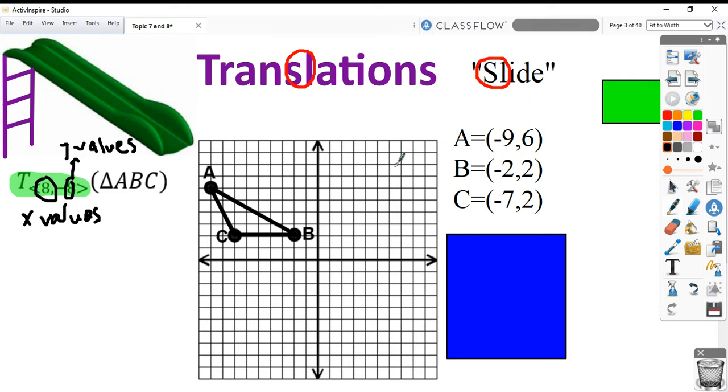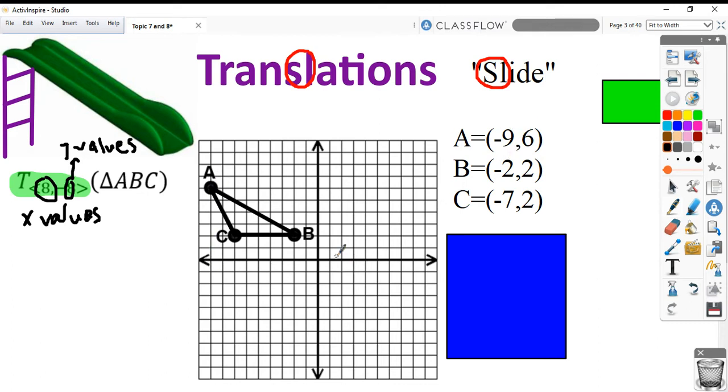But what you need to think about here is that when you're talking about an x value, you're talking about if you started at the origin, how far to the left or how far to the right did you move to find the location of this point? It's the same thing for the y values. How far up or how far down did you move from the origin to find where that point is? So for our original A, we were at -9 and +6.